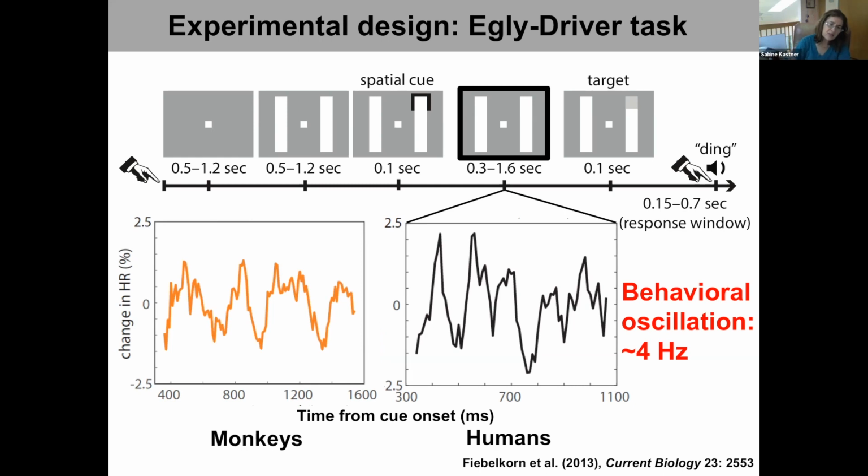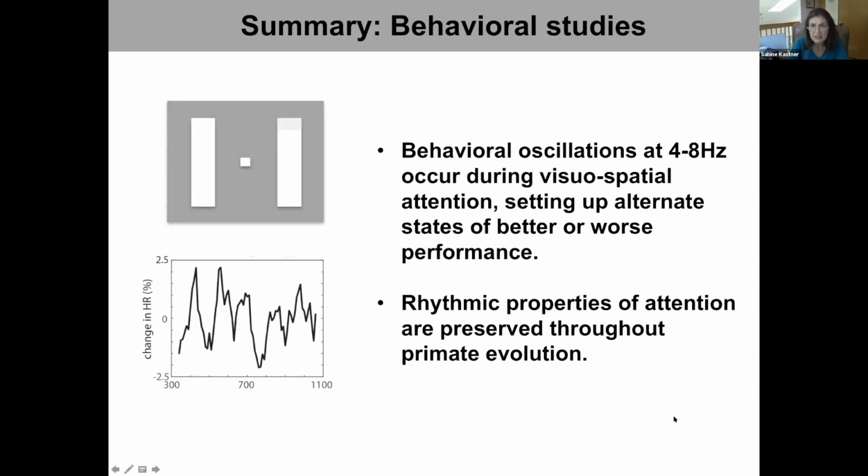Given that these rhythmic properties of attention have been preserved during primate evolution, we thought that they may be of fundamental significance for this cognitive process, and therefore we wanted to understand the neural basis of these rhythmic properties a little better. Let me first summarize these behavioral studies by saying that behavioral oscillations at 4 to 8 hertz occur during visual spatial attention, setting up alternate states of better or worse performance, and the rhythmic properties of attention are preserved throughout primate evolution.